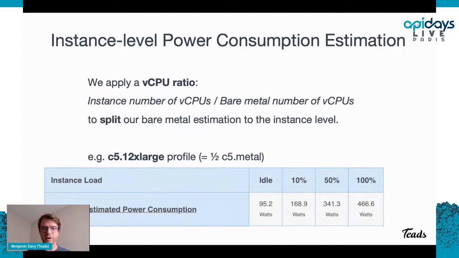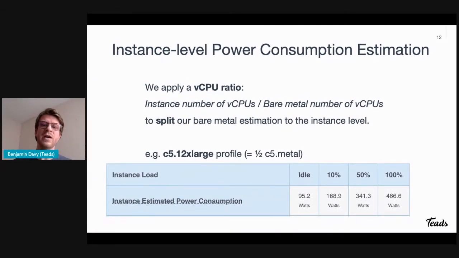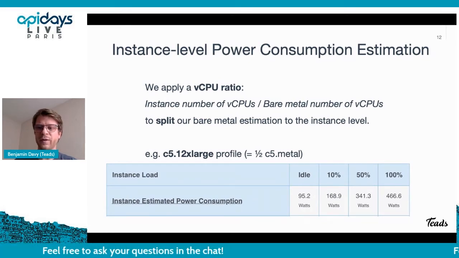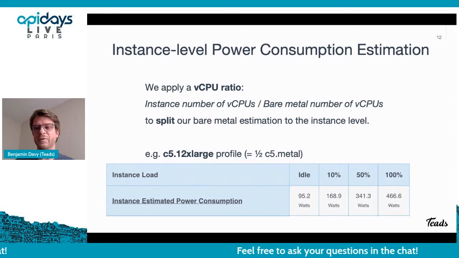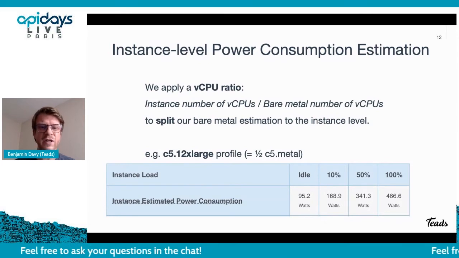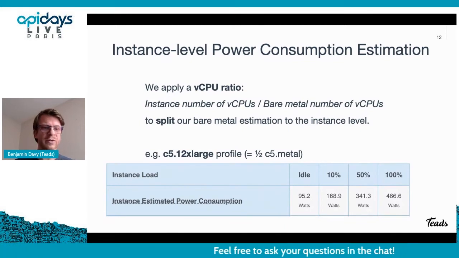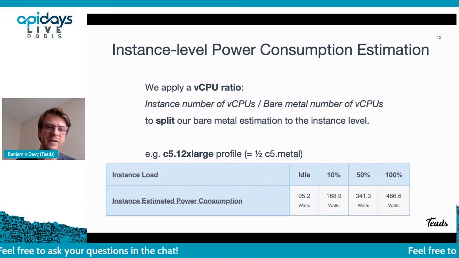We calculated this power consumption for 4 load levels for each bare metal configuration. And since we consider that these bare metal machines are simply cut into instances, we apply a ratio based on the number of vCPU available on the instance and compare it to the bare metal platform. So for our example, that is half of the C5 metal, we get the following consumption profile. So here you can see the 4 levels from idle to 10% load to 100% load for the C5.12xlarge, which is half of what we have on the C5 metal.